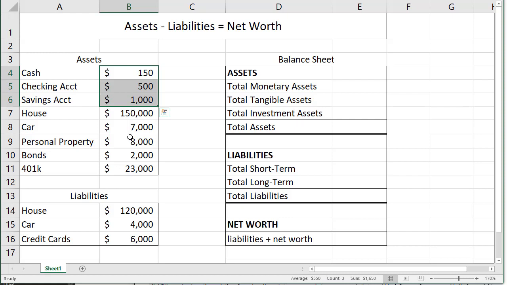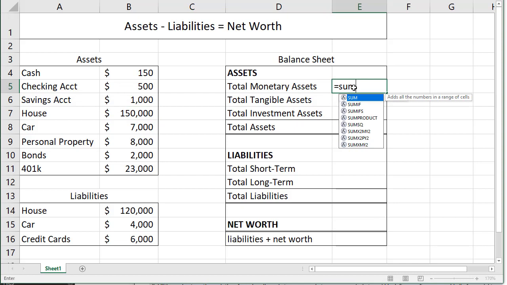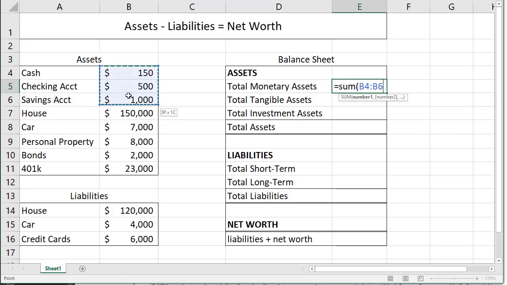Everything else is not as quickly turned into cash because I would have to sell it. I would have to sell bonds. I would have to sell stocks. I would have to sell a house, car. And I might lose some value there. So let's say we're going to add these up. And so for my example, I have $1,650 in monetary assets.